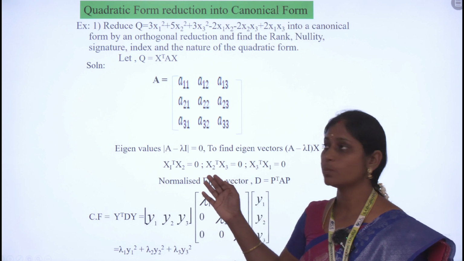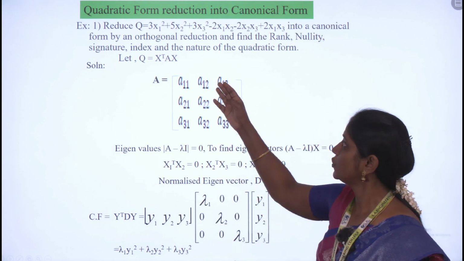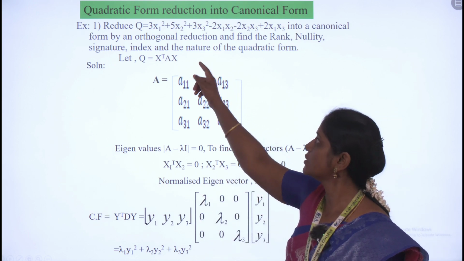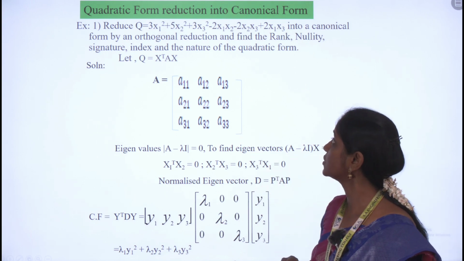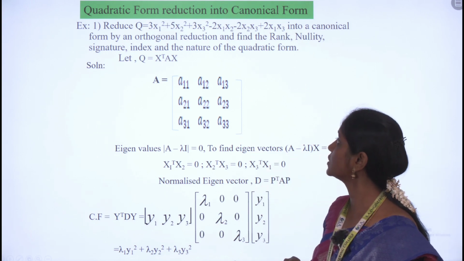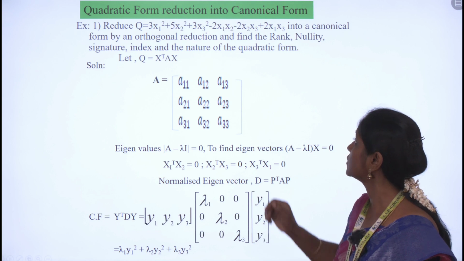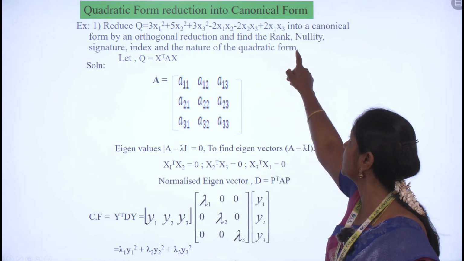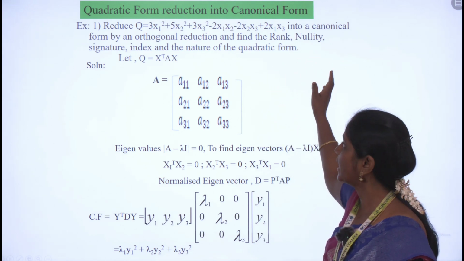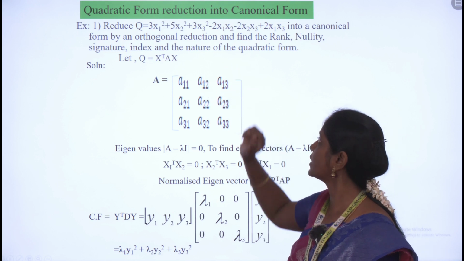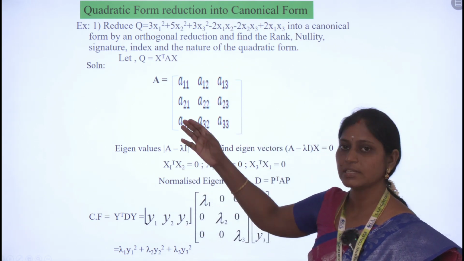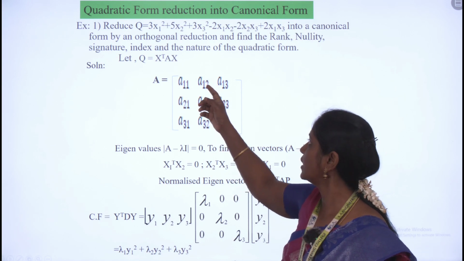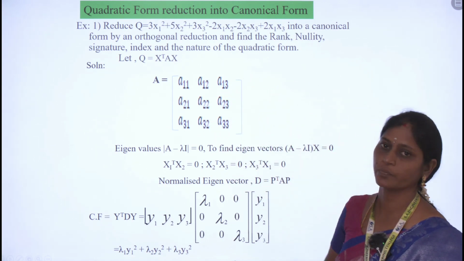We can see one example. Reduce Q equal to 3x1 square plus 5x2 square plus 3x3 square minus 2x1x2 minus 2x2x3 plus 2x1x3 into a canonical form by an orthogonal reduction, and find the rank, nullity, signature, index and the nature of the quadratic form.